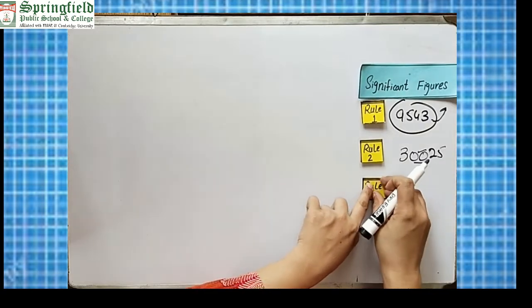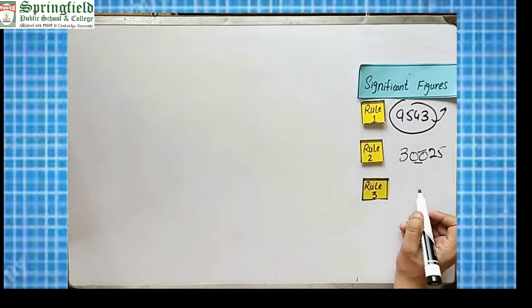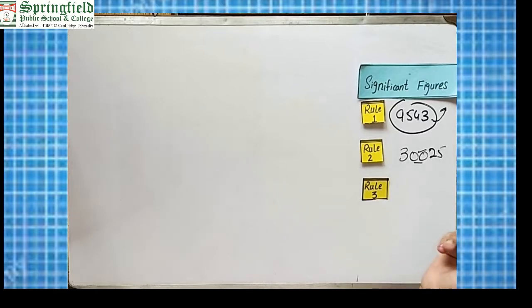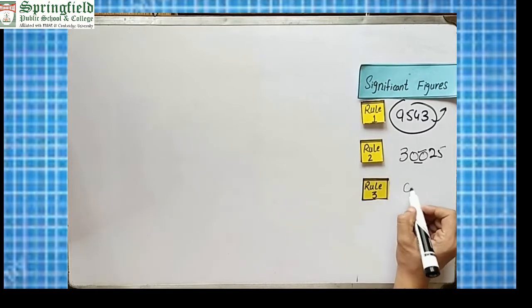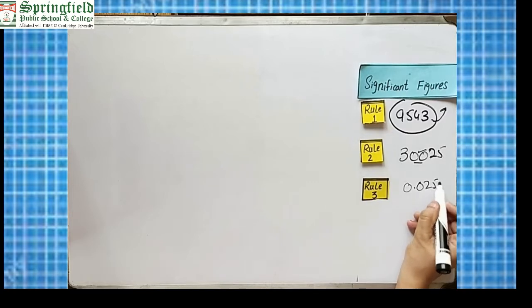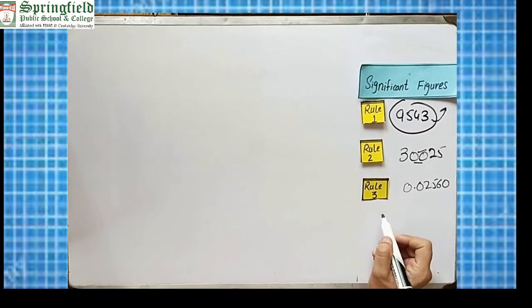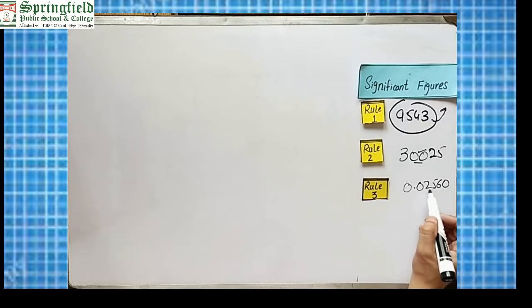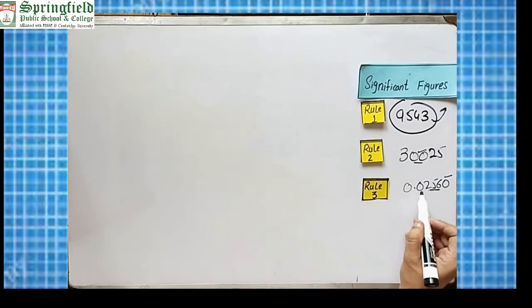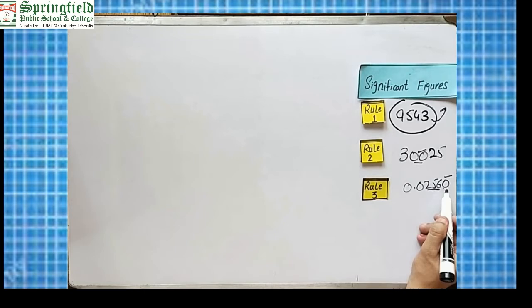And rule 3, in a decimal number, the zeros after the non-zero digits are significant. Let's suppose 0.02560. The zero after the non-zero digit is significant. It means this 0 is significant here. I am not talking about the zeros before the non-zero digits. I am saying that the zeros after the non-zero digits are significant. It means there are how many significant figures? 1, 2, 3 and 4.